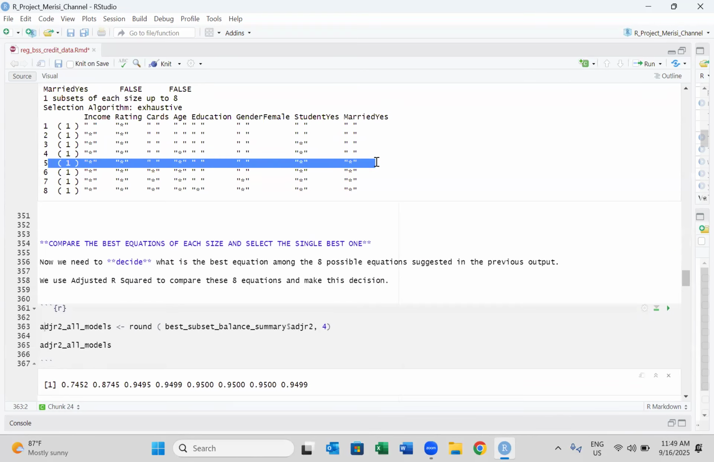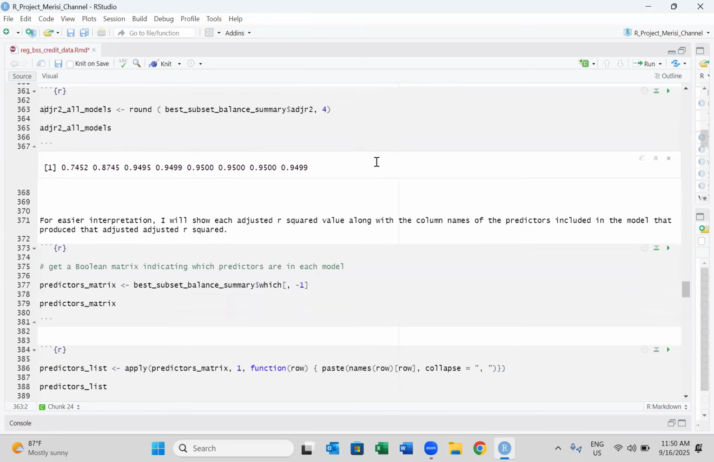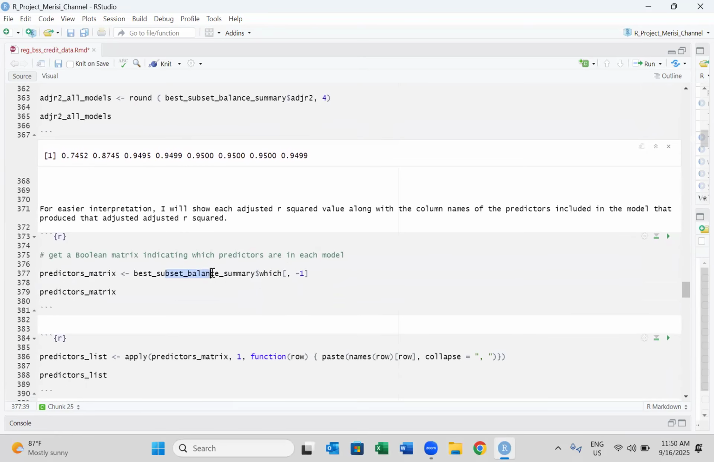So what I'm going to do now is create a data frame that summarizes the predictors and the corresponding adjusted R squared. Okay, so I'm going to create a data frame with 2 columns. Column 1 will show us the predictors that form the best equation of each size, and column 2 will give me the adjusted R squared for the best equation of each size. And that will be easier for us to interpret. To create that data frame, I first need to get this matrix.